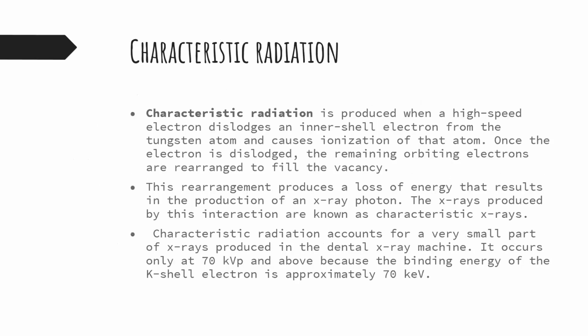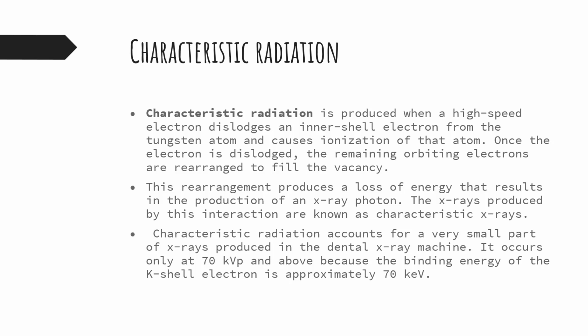Then we have the characteristic radiation. This is produced when a high-speed electron dislodges an inner shell electron from the tungsten atom, and it causes ionization of that atom, right? So once that electron is dislodged, the remaining orbiting electrons rearrange themselves to fill that vacancy. This rearrangement produces a loss of energy that results in the production of an X-ray photon. The X-rays produced are known as characteristic X-rays.